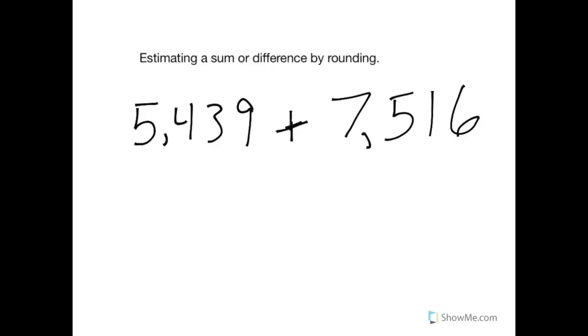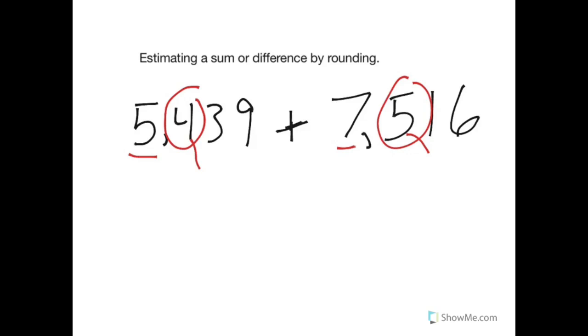When you are estimating a sum or a difference by rounding, there's a few things that you can do. We're going to look at a sum in this problem because we have an addition problem. 5,439 plus 7,516. Well, let's take a look. First, we have to know what we're going to round it to. It doesn't make a whole lot of sense to round it to the nearest 10 or the nearest 1. That's not going to make it very easy for us to do the problem. The whole point of estimating is to make it easier for us to do the mental math. So we're going to go ahead and round it to the nearest thousands place, which means the hundreds place will be our bossy Q.